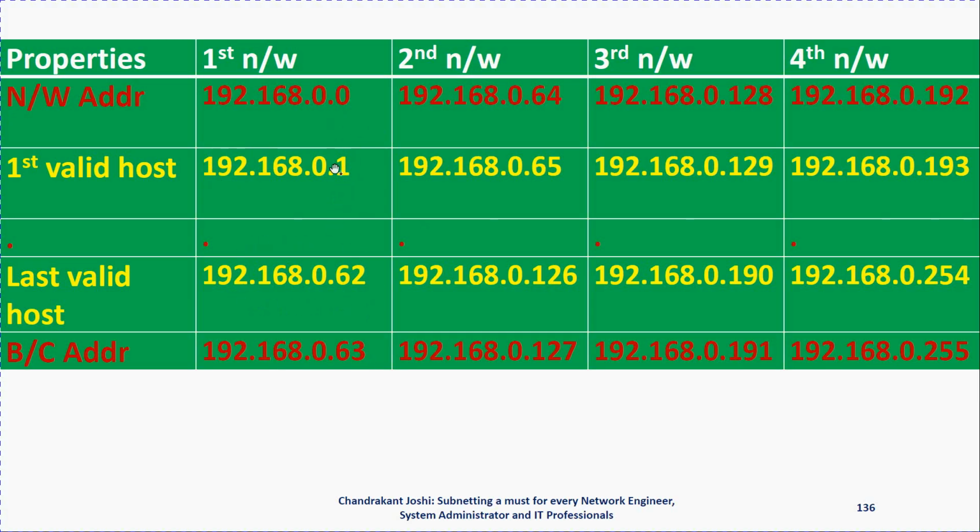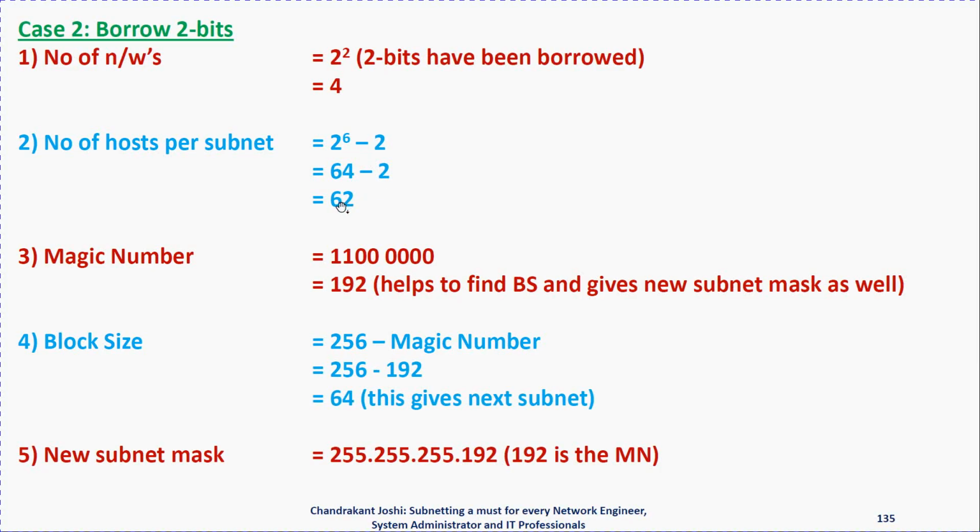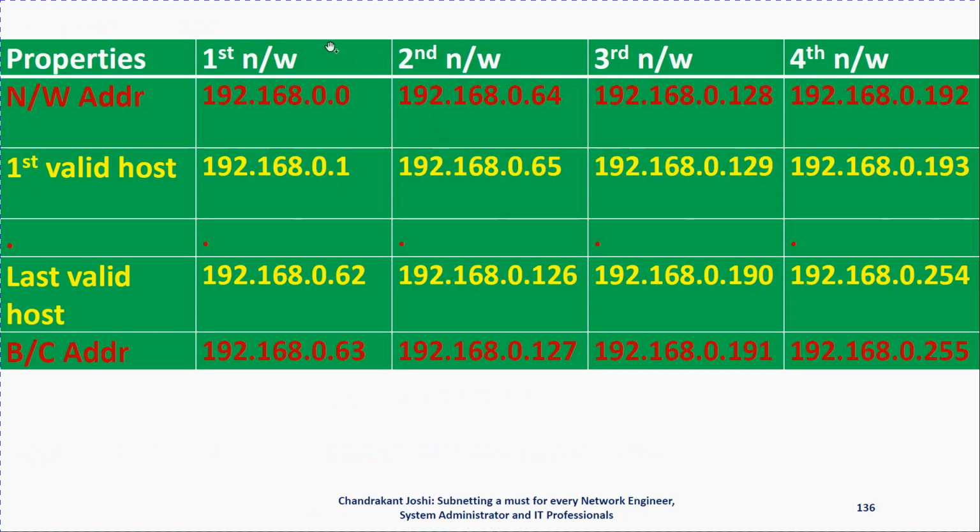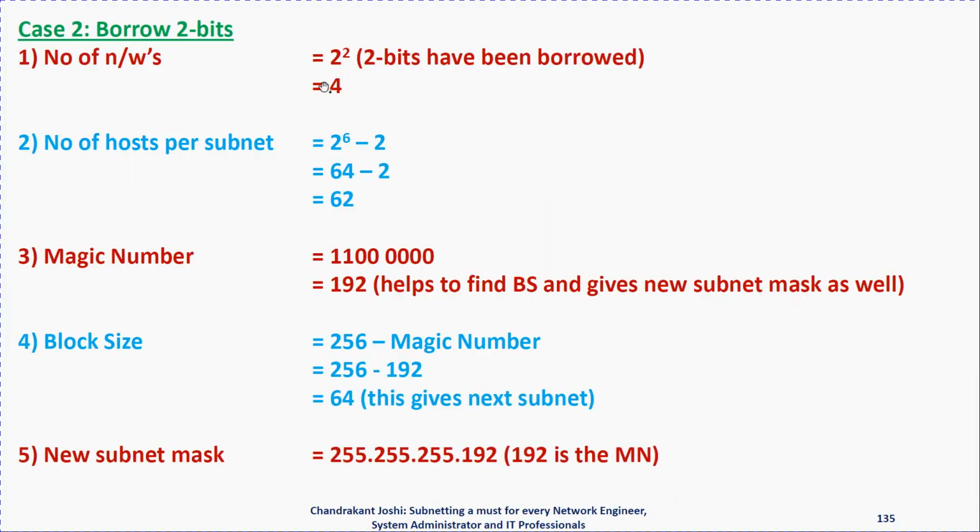So from 1 through 62 totally there are 62 hosts. From 65 through 126 is also 62 hosts. These are 62 hosts. These are also 62 hosts. You can calculate manually. Let us verify it. 64 minus 2, 62 hosts per subnet. There are 4 subnets. So these are the 4 subnets, 1, 2, 3, 4, and these are the 62 hosts per subnet. So this is verified. We used the magic number to find the block size, and we got the second subnet, third subnet, fourth subnet.